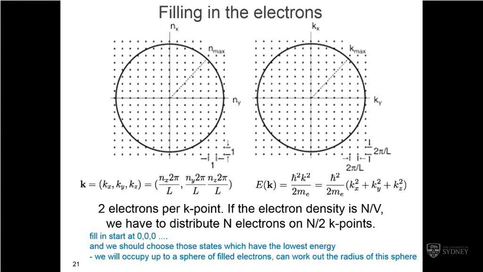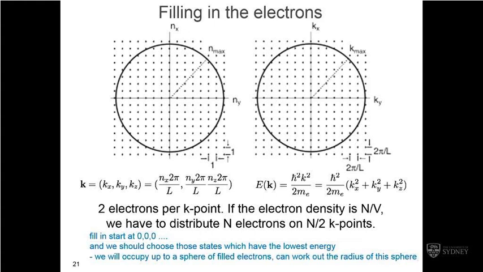Now, you know that every k point, which corresponds to a particular energy level, can have 2 electrons in it. So one of these k points can have 2 electrons. Remember, we have N electrons, big N electrons in our system. So these N electrons are going to be distributed on N divided by 2 k points, because every k point can have 2 electrons in it, spin up and spin down.